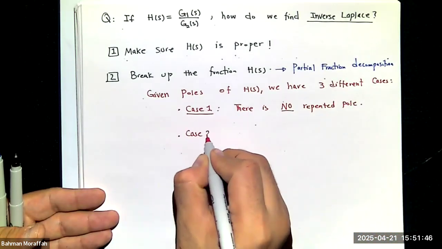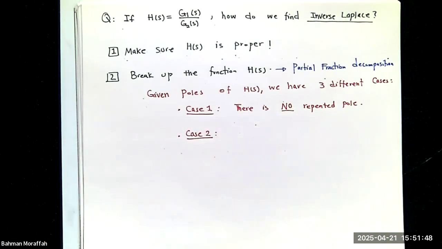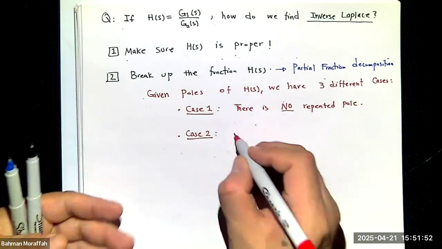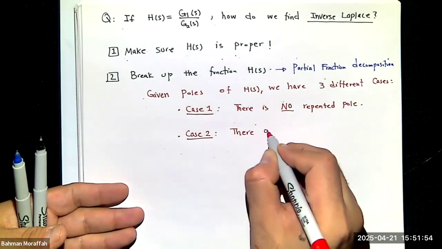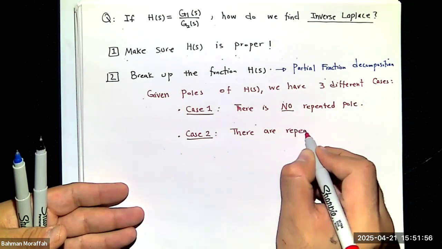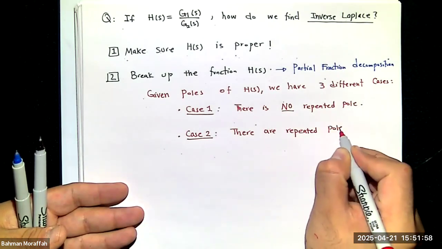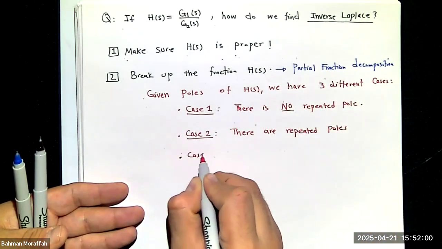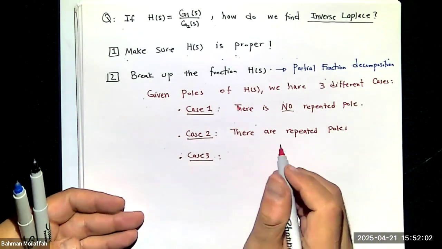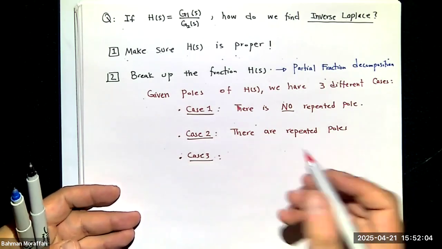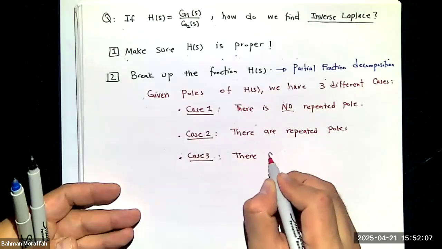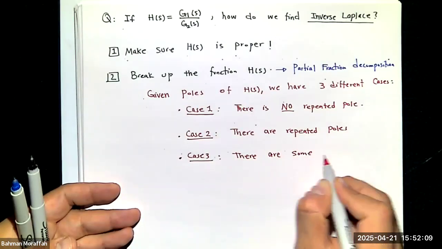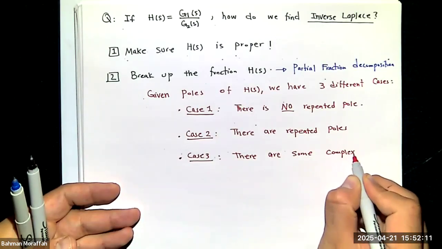Case 2, some of the poles are repeated. There are repeated poles. And the last case is when the poles are complex. So there are some complex poles.